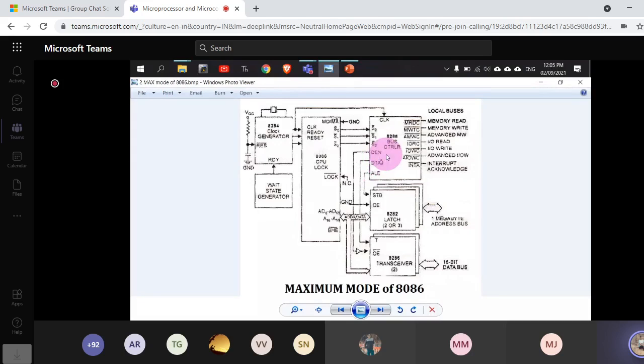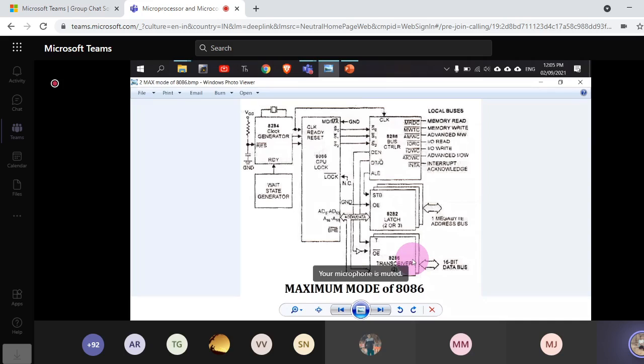Otherwise you won't be able to access the external interface memory, because this ALE signal, DT/R signal and DEN signal are connected to these sets of latches, which will latch the address, and to the transceiver. So the transceiver here is more or less compulsory, because in maximum mode system, keeping a transceiver is good, because you cannot connect your data lines or address lines directly to everything in the system. So the transceiver will be doing that job.